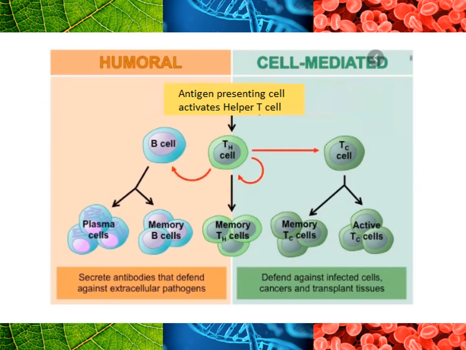This is just a summary diagram that shows these two responses. Just note they both start with a helper T cell being activated by an antigen presenting cell. That's always step one, whether it's the humoral response or the cell-mediated response. So this helper T cell gets activated. It may then activate this cell response, or it may activate this humoral response.